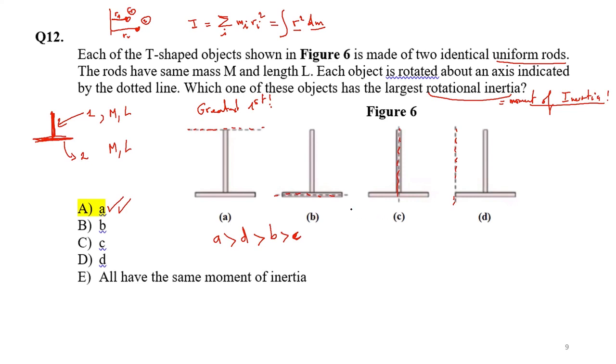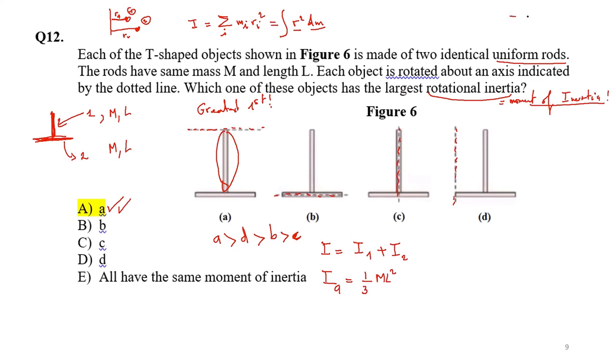So let's calculate each moment of inertia and you will enjoy the process. As I said here, each T-shape is made of two parts, 1 and 2. So the total moment of inertia is just I1 plus I2. Let me calculate for the first one, IA. What is the moment of inertia of part 1? It will be 1/3 of m l square.